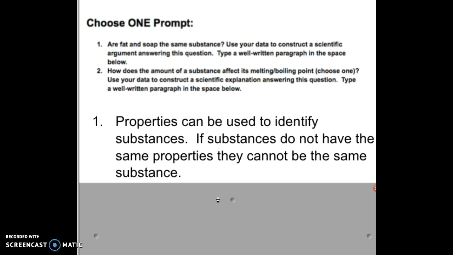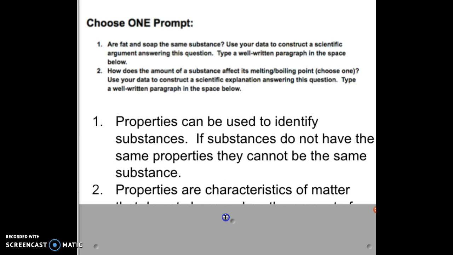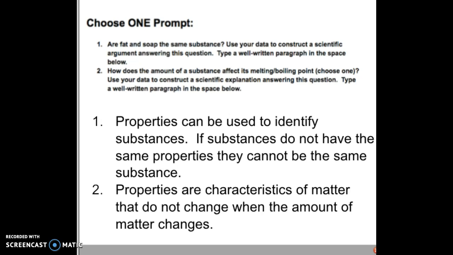For the second question, how does the amount of a substance affect its melting or boiling point? You should use this scientific principle. Properties are characteristics of matter that do not change when the amount of matter changes. Again, there might be more that you have to add, but these two little bits of reasoning will really help you improve your reasoning paragraph.